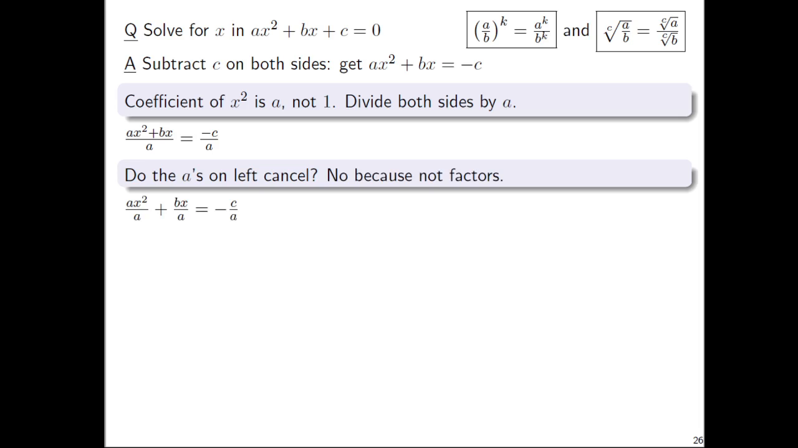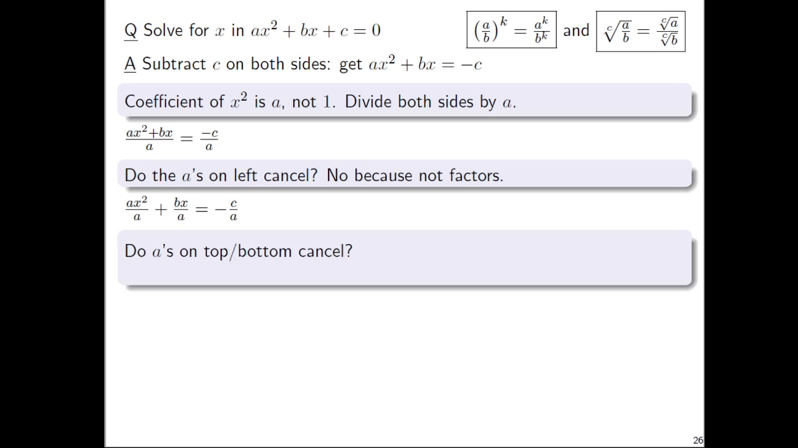So we're going to split up the left side. Instead of being one fraction, make it two fractions, right? Ax squared over a plus bx over a. So think about adding fractions with a common denominator. And the whole point now is that the plus sign is not inside the fraction. It's between two separate fractions. And now do the a's on top and bottom cancel? Well, yes, they do, right? So ax squared over a, just to break it down a little more, could be thought of as a times x squared over a times 1. And so the a's on top and bottom are factors, and they'll cancel. So then we're left with x squared plus b over a times x equals negative c over a.